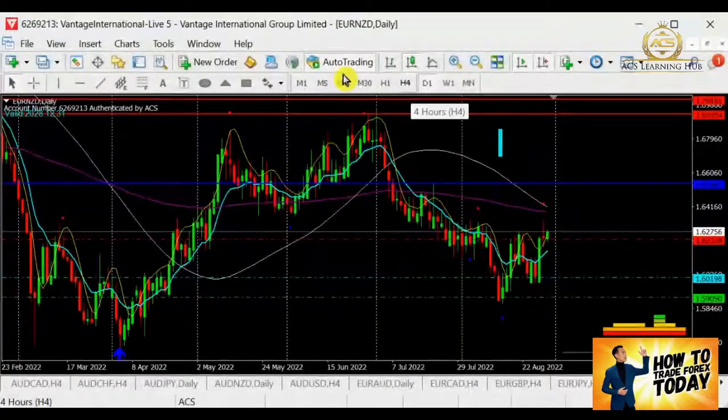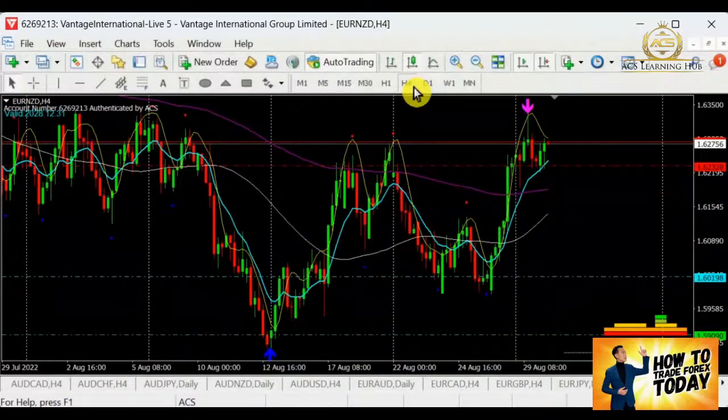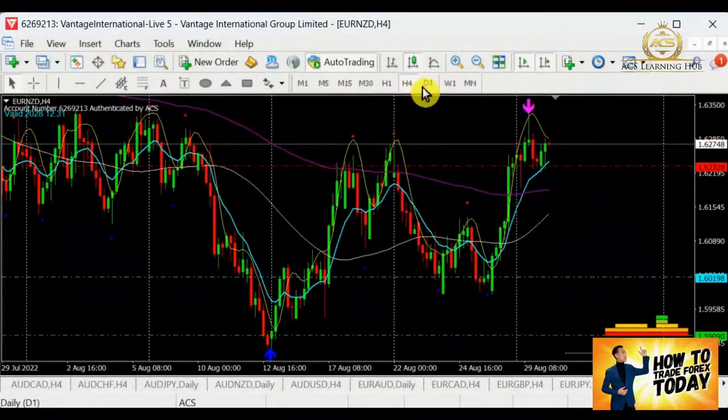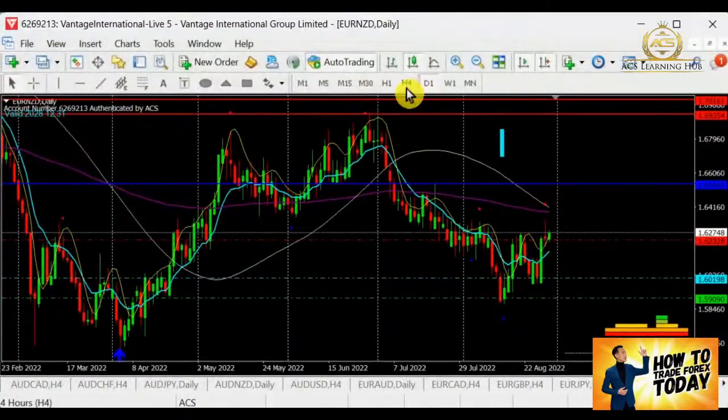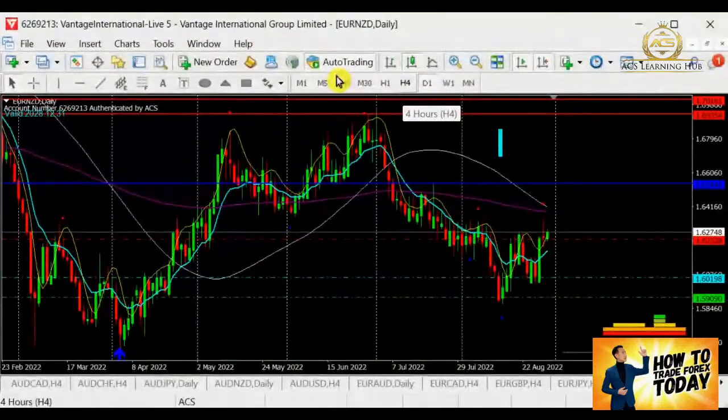What we are looking out for at the moment is Euro Kiwi, for a buy. Euro Kiwi is likely going for a buy. Buying is still highly possible, which I think is still good for now.